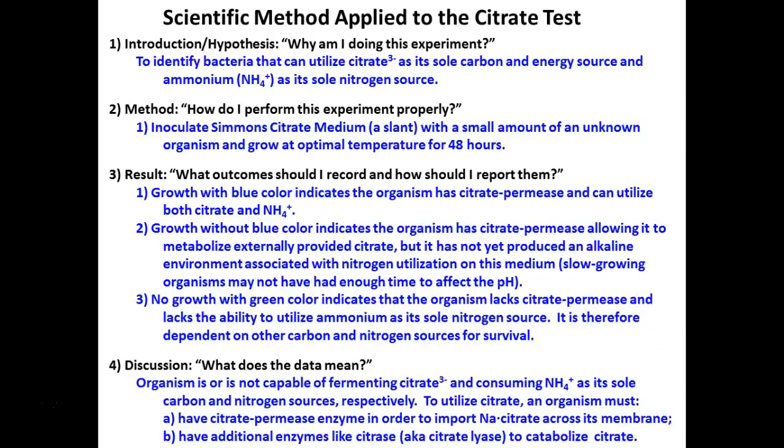Alright, so what does this all mean? An organism is or is not capable of fermenting citrate and consuming ammonia as the sole carbon and nitrogen sources respectively. Right? It either has citrate permease enzyme in order to be able to bring the citrate in and grow, right, and then change the pH, or, right, it does not have that ability. Some have additional enzymes like citrase that can break down citrate. So who is yours? Is it an is or an is not, right?